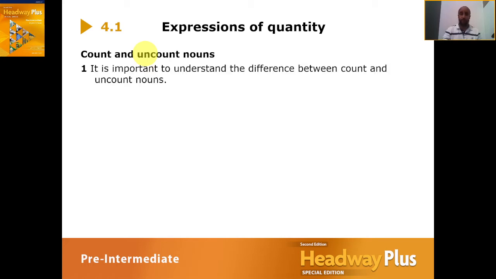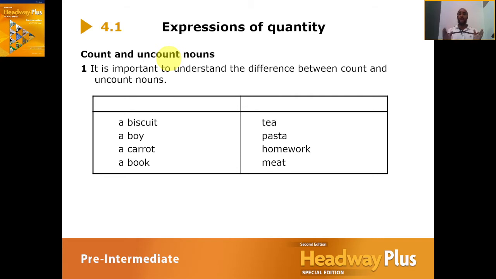Let's read this sentence. It is important to understand the difference between count and uncountable nouns. Here's a table. It's going to show you two sides. One of them has a singular: a biscuit, a boy, a carrot, and a book. On this side we have tea, pasta, homework, and meat. Laham, meat. I apologize to my other viewers, I will be biased towards my Arabic speaking students.